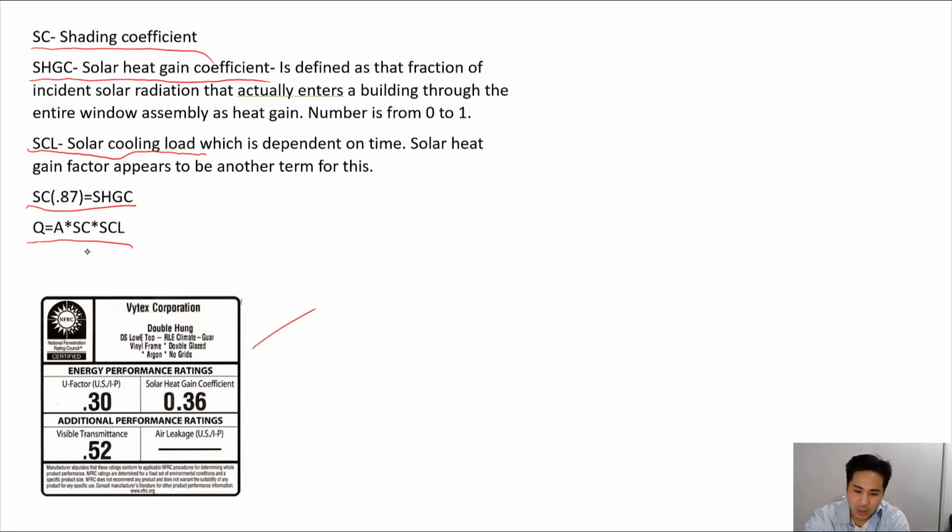So, for example, if you look at a window, sometimes you'll see a tag on it, such as this one here. For a double hung window, they're going to give you different values. Here they give you a U value because you have conduction occurring across the window, which is based on whether there's a temperature difference between the two sides of the window. And they'll give you this solar heat gain coefficient. Sometimes it might be given as SC, a shading coefficient, and you can use this formula again just to make that conversion.